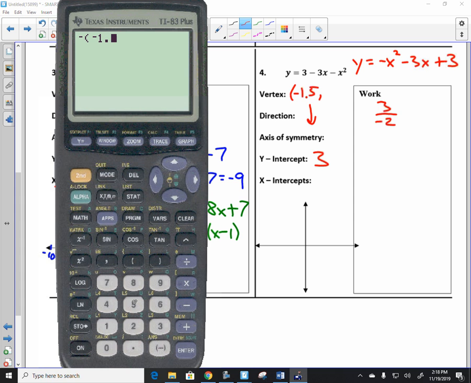Negative 1.5 squared. Looks like some of you guys went to Wally World last night. Got yourself a calculator. Good for you.